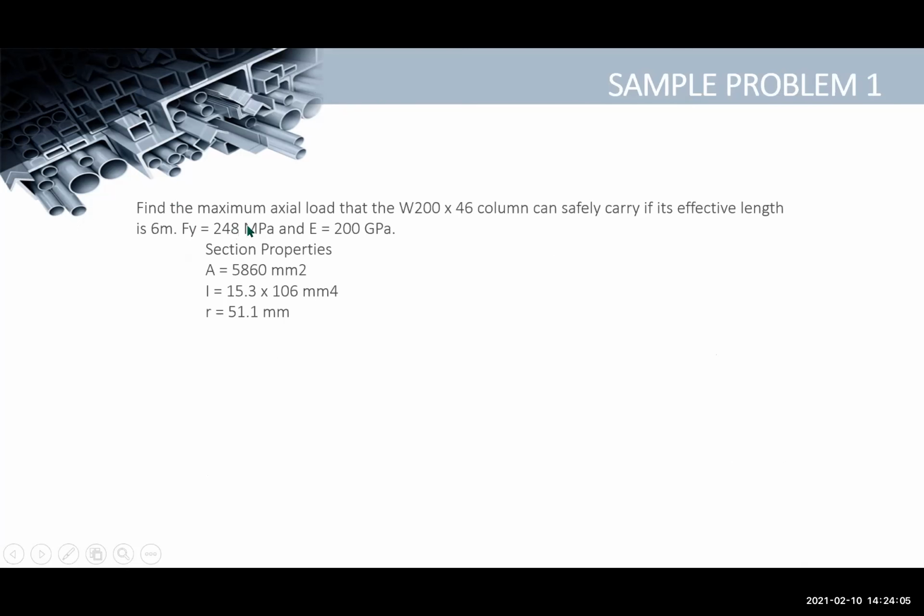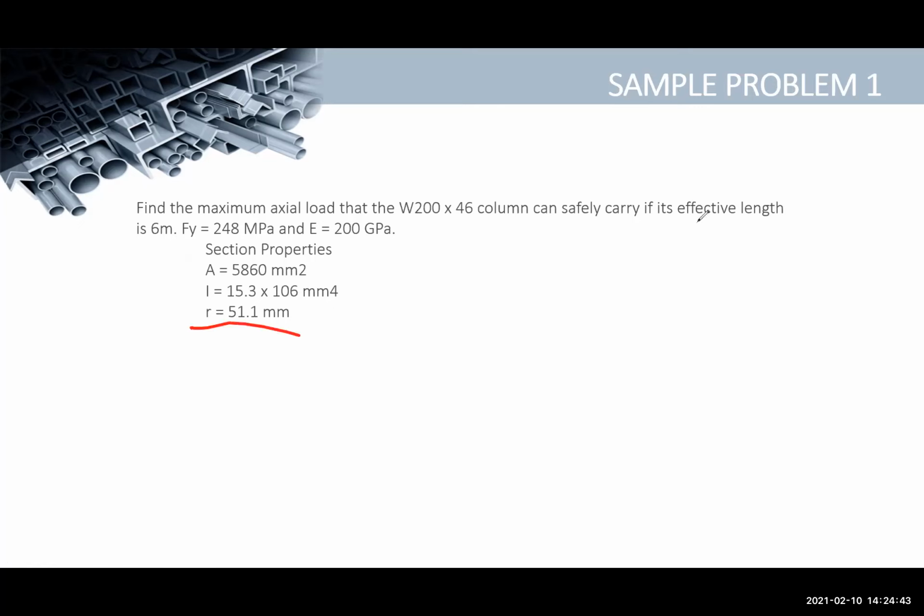So here, find the maximum axial load that the W200 by 46 column can safely carry if its effective length is 6 meters, FY248 E200. Ulitin ko, di ba, pag ganito yung section, this is W, this is the depth, 46 is the weight. Now, yung mapapansin nyo, yung section properties na binigay, area, moment of inertia and radius of gyration. So kung mapapansin nyo, the radius of gyration is already given.